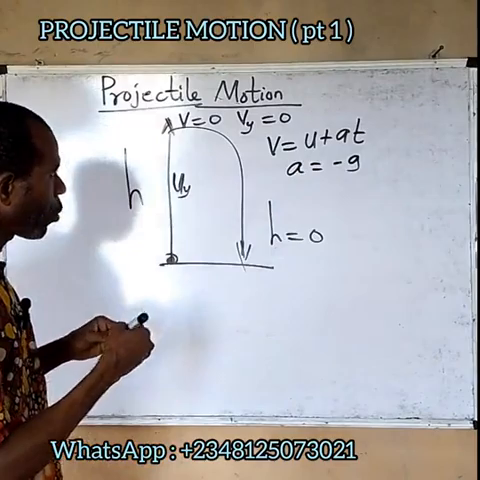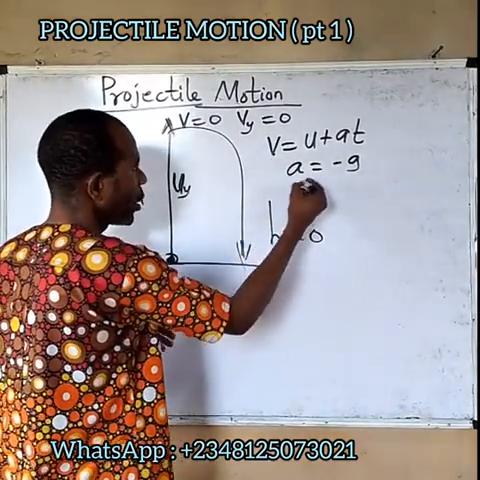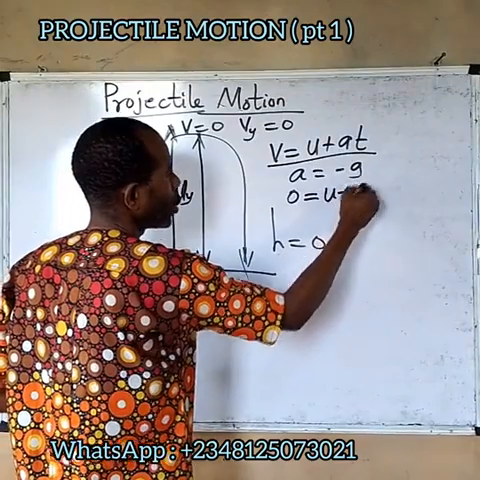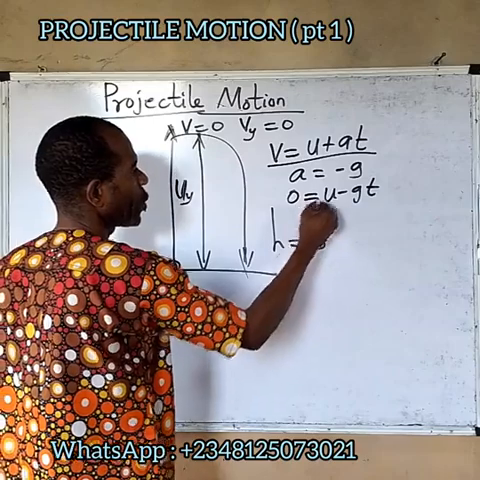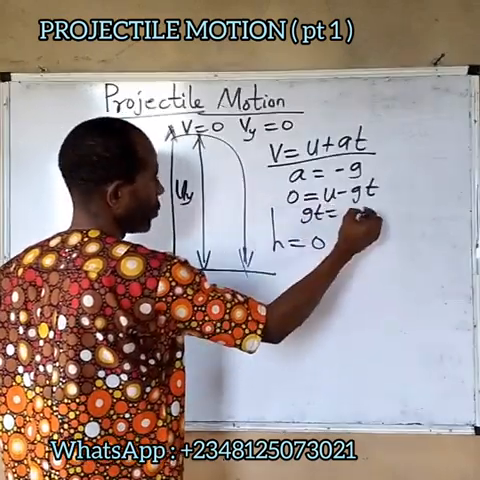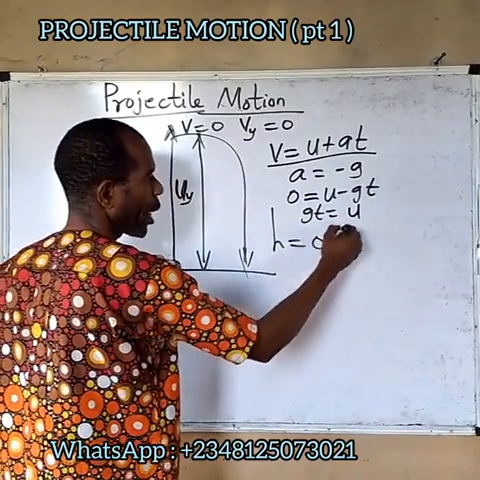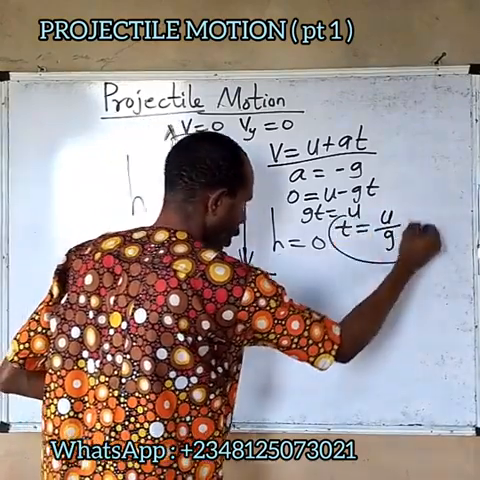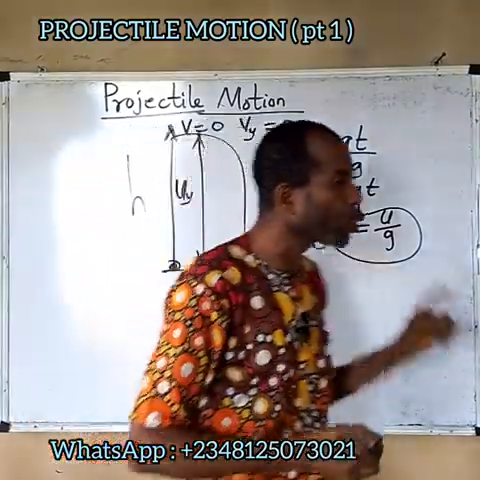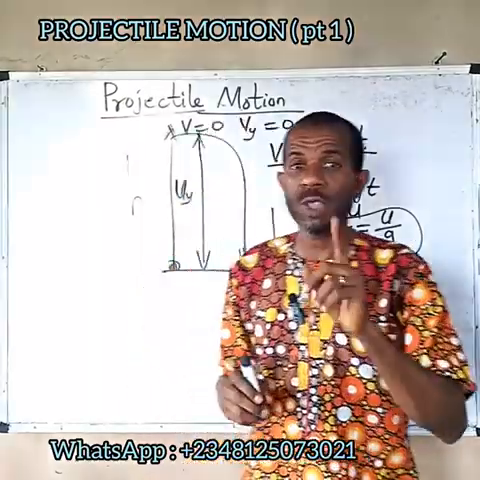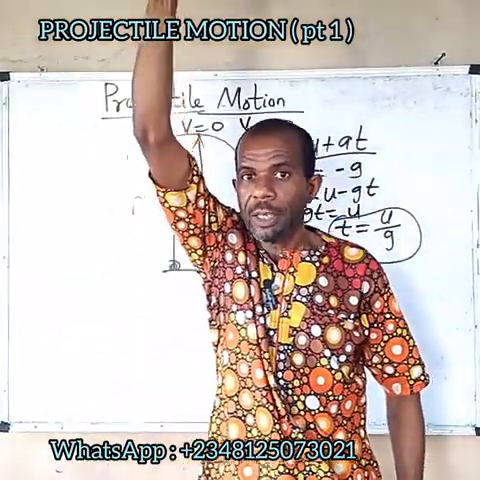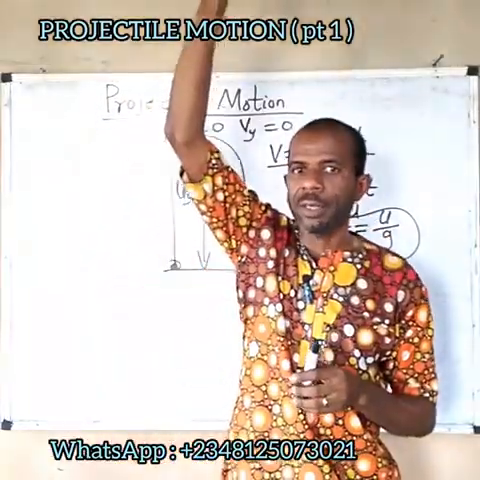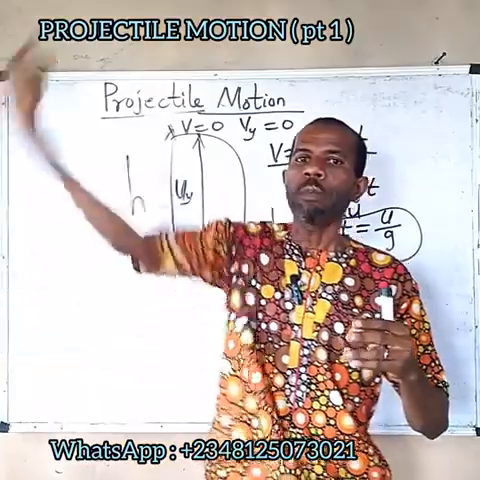Since it is a vertical motion, we are working against gravity. Here, your v is 0 at this point, so we have 0 equals u minus gt. Now, we can take this gt to this side, gt equals u. So from here, we can have the time t equal to u over g. This formula is what we normally use for vertical motion. Remember when to use this: when the object is going up. And that small letter t is the time it takes to get to the height.